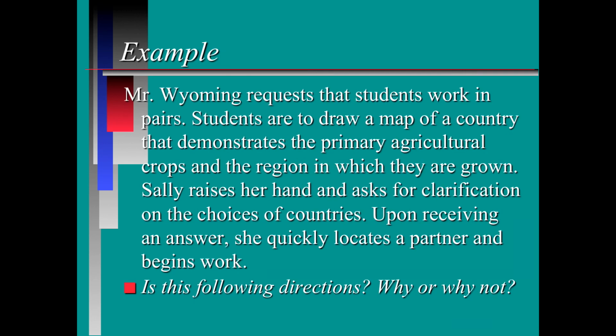Here's another example. Mr. Wyoming requests that students work in pairs. Students are to draw a map of the country that demonstrates the primary agricultural crops in the region in which they're grown. Sally raises her hand and asks for clarification on the choices of country. Upon receiving an answer, she quickly locates a partner and begins to work. Is this following directions? Why or why not? Again, allowing some discussion around what following the directions looks like, doesn't look like.